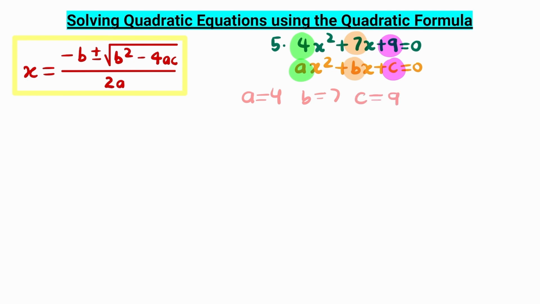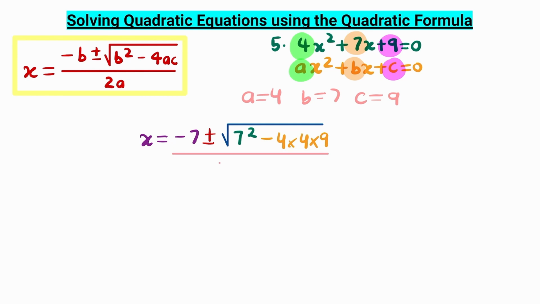Now we can apply these values to the quadratic formula. x equals negative b, which means the b value multiplied by minus 1. So here the b value is 7. 7 multiplied by minus 1 is minus 7, plus or minus the square root of b squared, which is 7 squared, minus 4 times the a value, which is 4, times the c value, which is 9, over 2 times the a value, 4. Now we can simplify this equation.